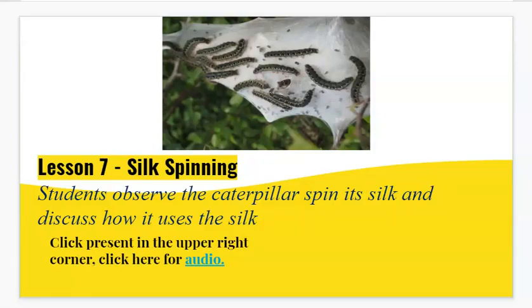Today we're going to talk about silk spinning. We're going to observe how the caterpillar spins its silk and discuss how it uses the silk. When I look at that picture there, I see a bunch of caterpillars and I see silk. It looks like they use their silk for their habitat. Remember, a habitat is where someone or something lives.